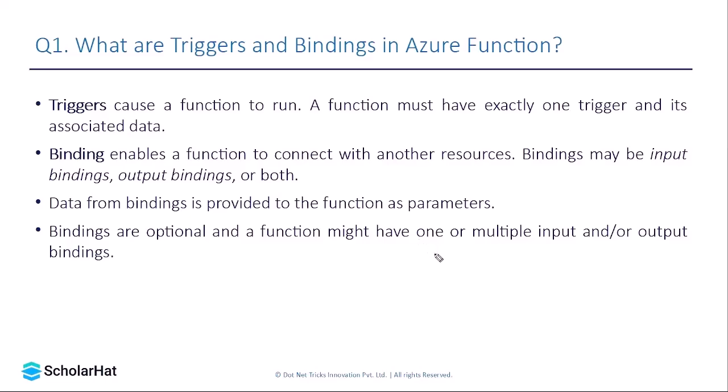The answer is no. A function can have one or multiple input and output bindings, whereas a function can have only one trigger. So these are some of the common differences that you have to learn about the concept of Azure Function bindings and triggers. To summarize this slide, we can simply say that an Azure function has only one trigger, whereas it can have multiple bindings. Triggers are mandatory, whereas bindings are optional.